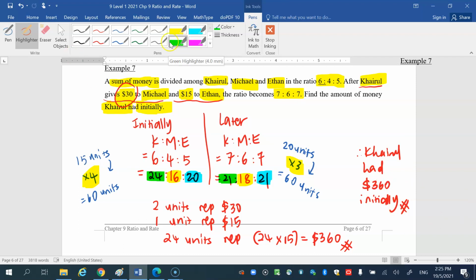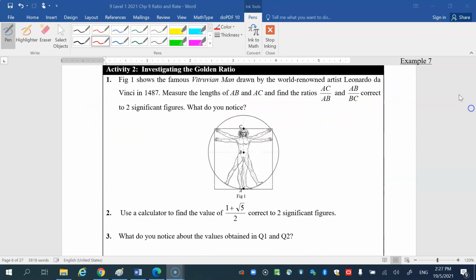All right, let's move on to the next page. Page 7, all about the golden ratio. Now, you may have heard about this golden ratio being present in many things around us, like in nature, in flowers, in architecture, etc. After this page, I'm going to share with you another video more about the golden ratio and how it can be found all around us.